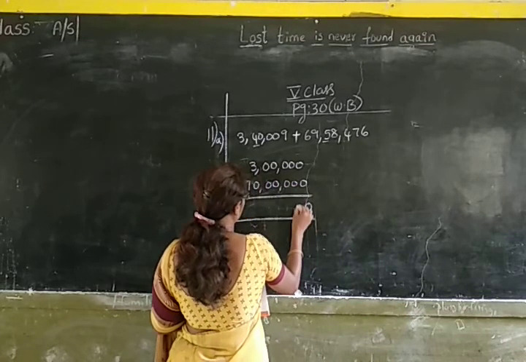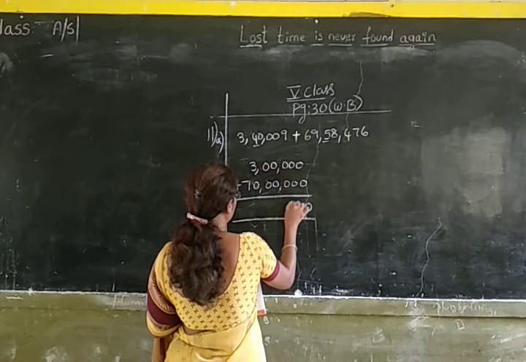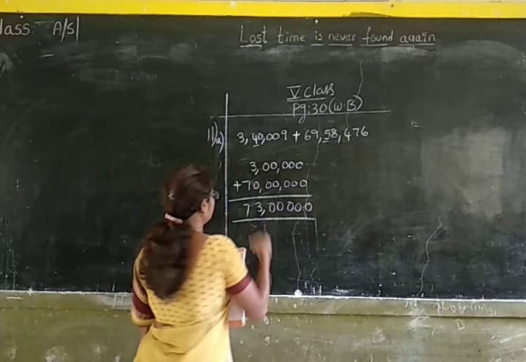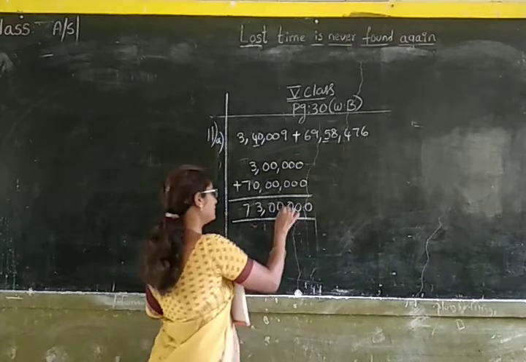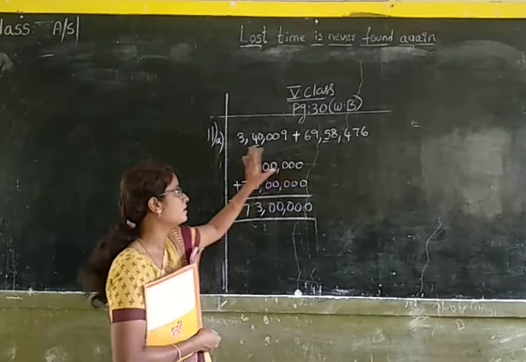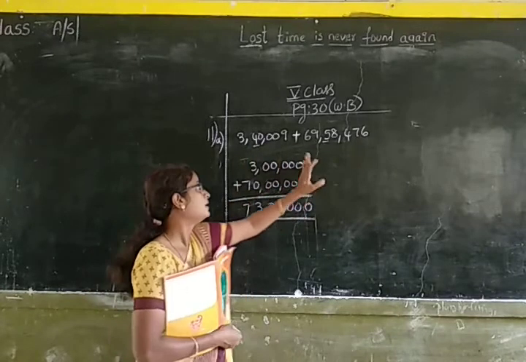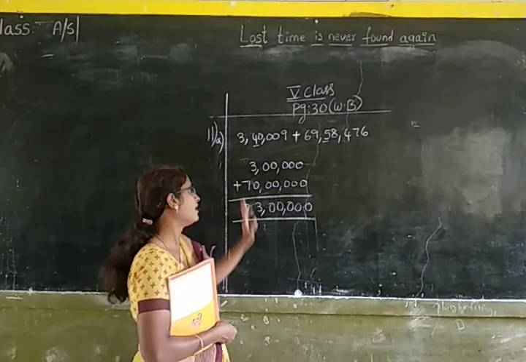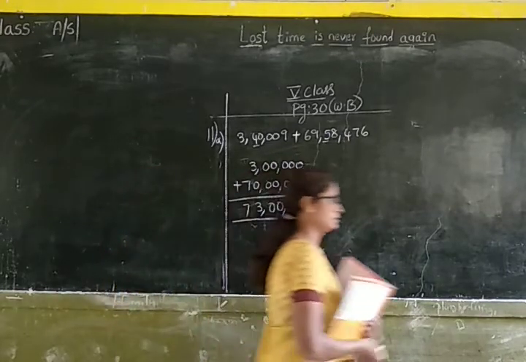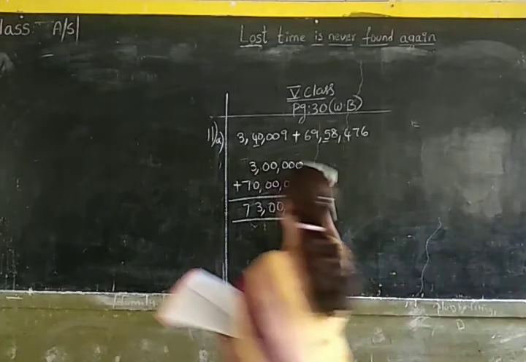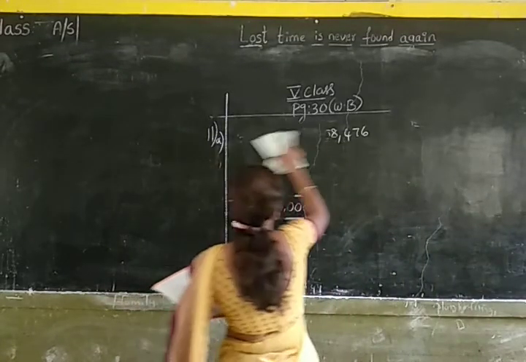0 plus 0 is 0. 0, 0, 3 and 7. So the answer is 73 lakhs. So here we have estimated the answer by rounding off the numbers to the nearest lakhs. Okay children, we have added both the numbers. Okay, now let us do the B sum.